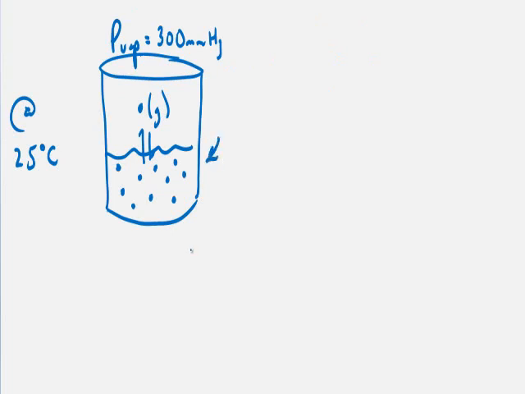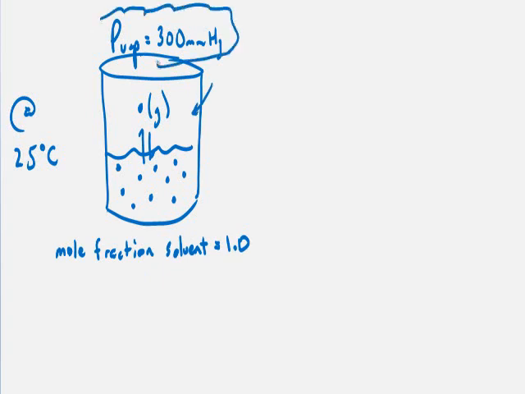In this first example here, we'll start out with something that's pure solvent. Given that it's pure solvent, the mole fraction of solvent we'd have present here would be 1.0. We have a saturated system that's reached equilibrium, and we've established our vapor pressure for the pure solvent at 25 degrees Celsius. For purposes of our example, we'll say it is 300 millimeters mercury.